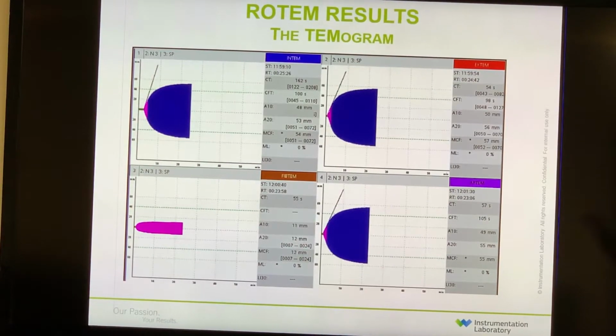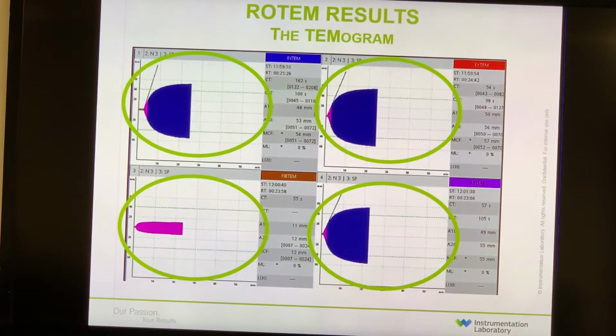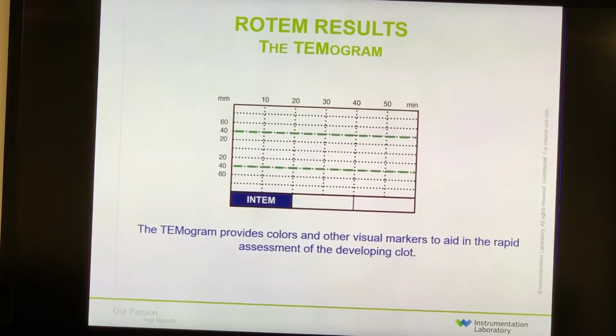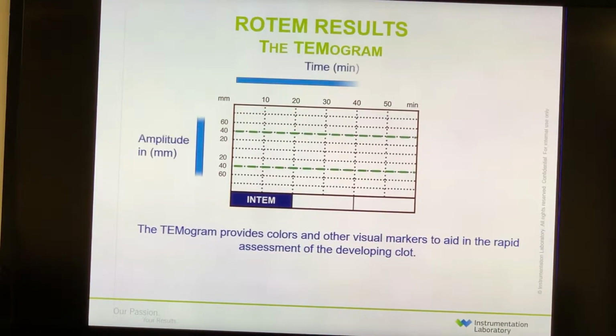So now you guys know how to order, and you've got a little overview of the device. I want to give you a strategy for looking at the results because there is a lot going on. So we'll break it down. First thing we'll talk about is the shape forming, or the temogram. This is the thing most everyone pays attention to. And really all that is the movement of the pin converted to millimeters of amplitude over time in minutes. And it is an inverse relationship. So the less the pin moves, the greater the amplitude.